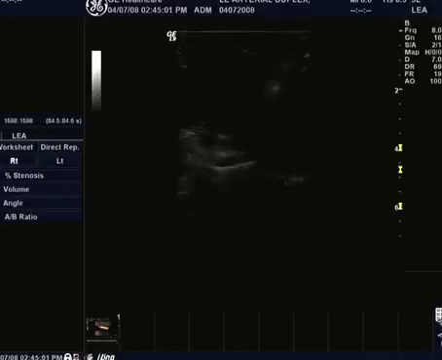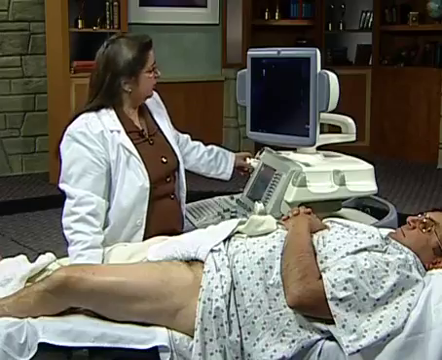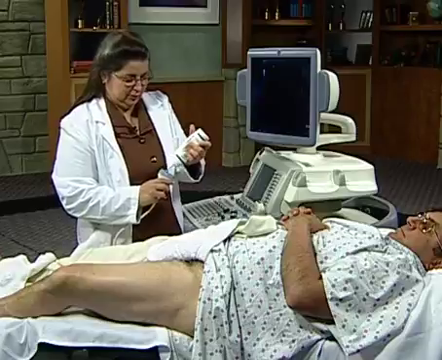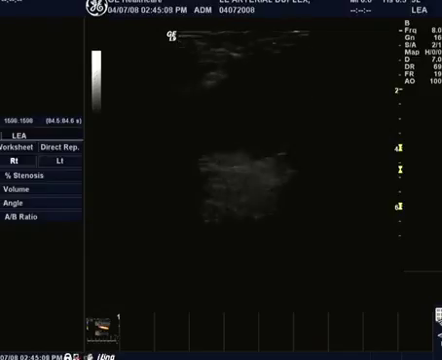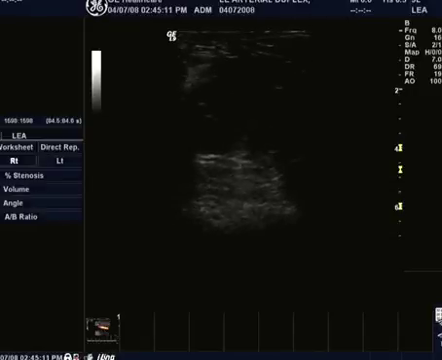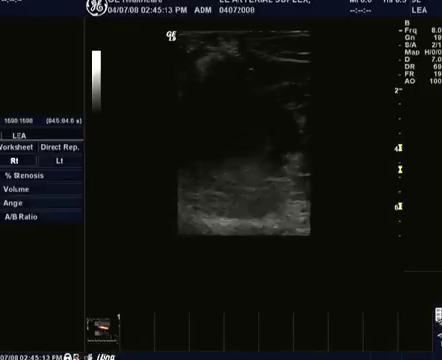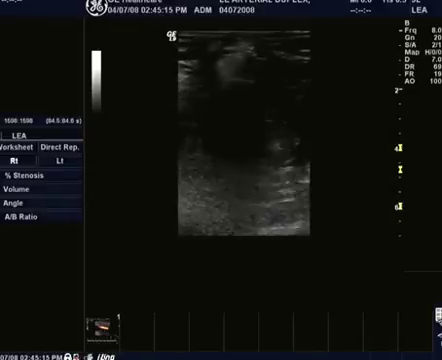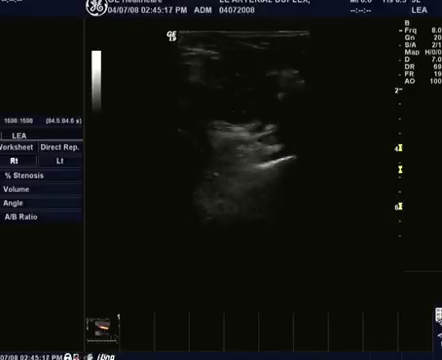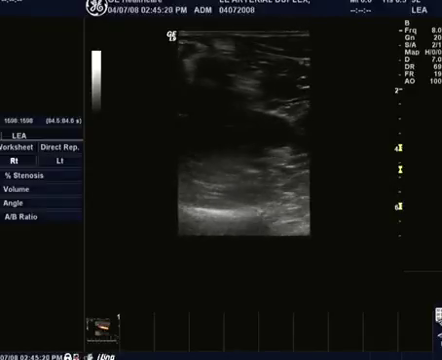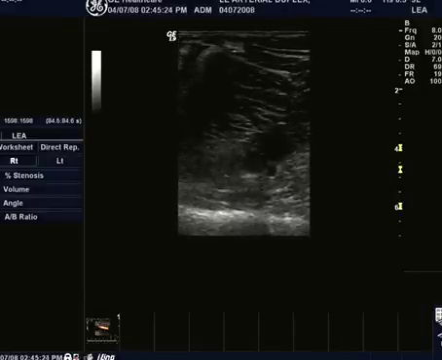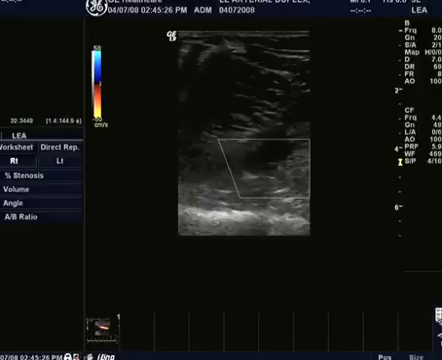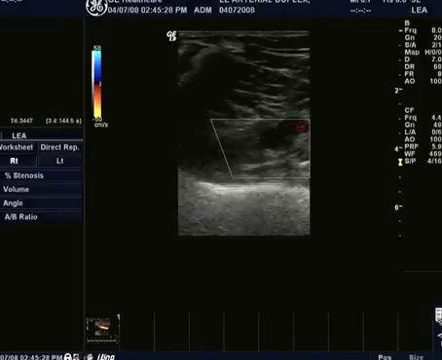So here we are behind the knee. We're going to need a fair amount of gel, a little more gel. And I'm just going to increase the gain just a little bit so I can orient where I am and the vessels that I'm seeing here. All right, let's put our color on to help us a little bit as well.